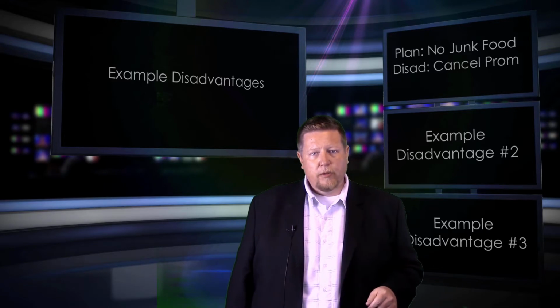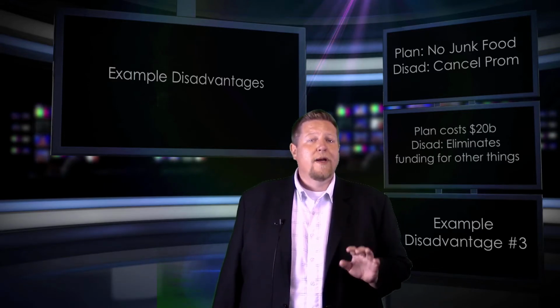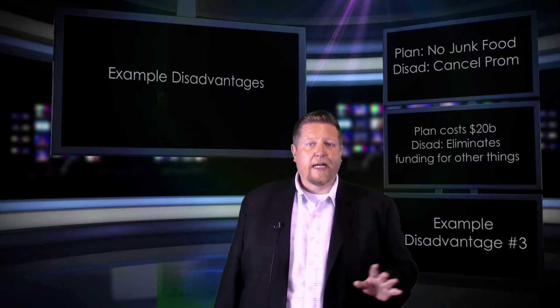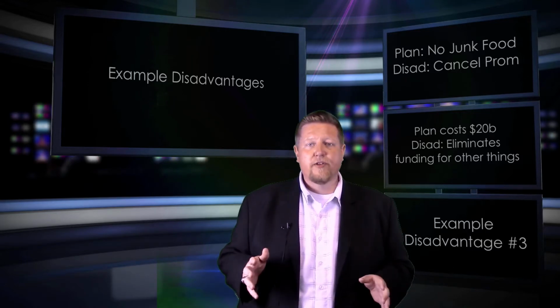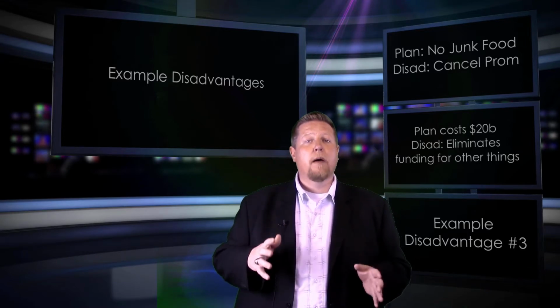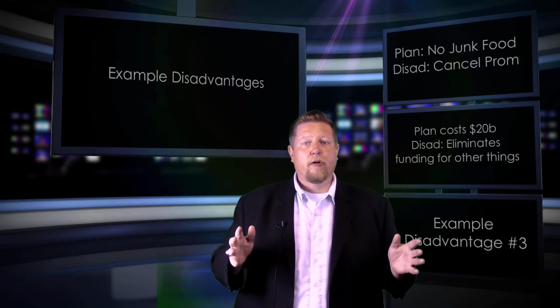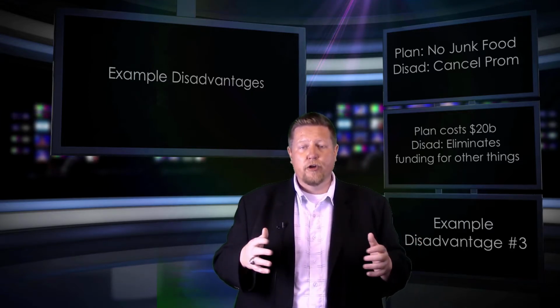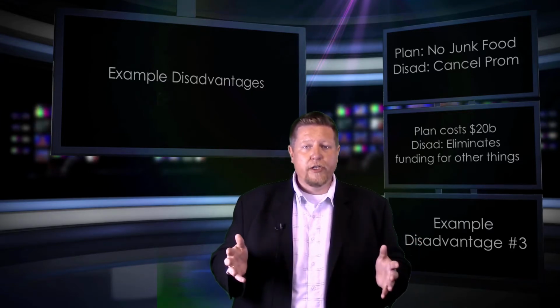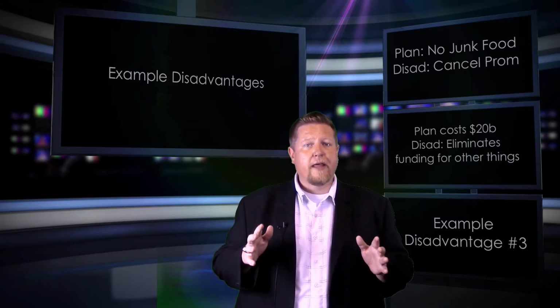Now, here's example number two. Let's say that the affirmative plan required the federal government to spend $20 billion, and that's a lot of money, even for Uncle Sam. As the negative team, you could argue that passing the plan would require the government to cut funding from some other program in order to pay for the affirmative plan. These other programs could include things like cancer research, public education, or reducing teenage smoking. You'd have to have the evidence to prove that, of course, but the evidence isn't that hard to find.